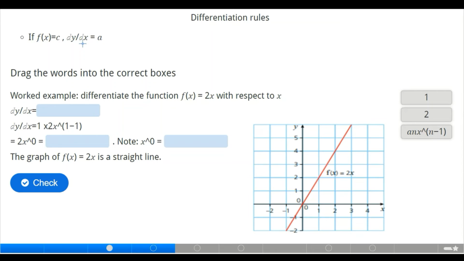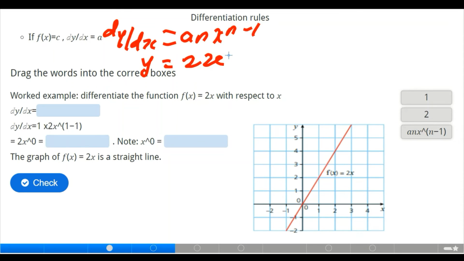Let's look at this example here. Differentiate the function f of x equals 2x with respect to x. We are using the formula dy/dx equals n a x^(n-1). Now let's express this as a function of y. So y equals 2x. If you look at it, n here is going to be 1 and a is 2. So we have 2 multiplied by 1 times x^(1-1). 2 multiplied by 1 is 2, right? x^(1-1) gives us x^0, and under indices, anything raised to power 0 is 1. So 2 times 1 will give us 2.